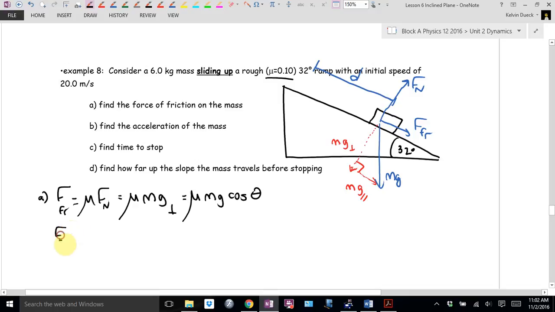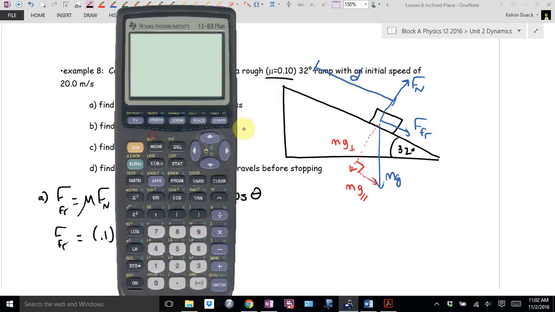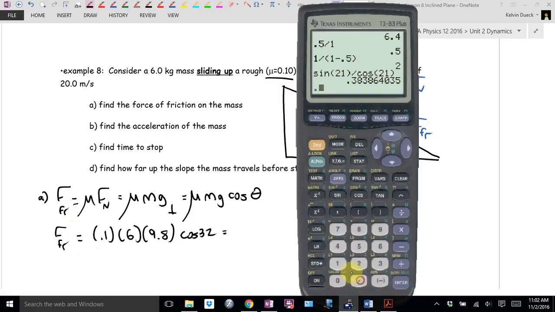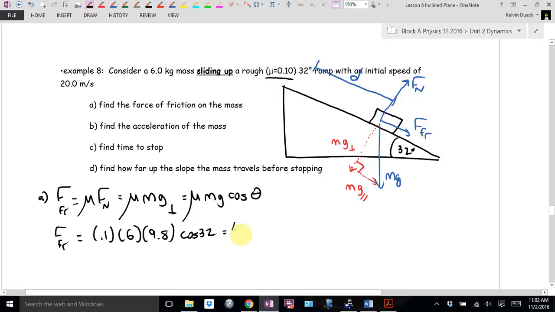So friction is going to be 0.1 times 6 times 9.8 cos 32. 4.9865. I'll call it 4.99 newtons.